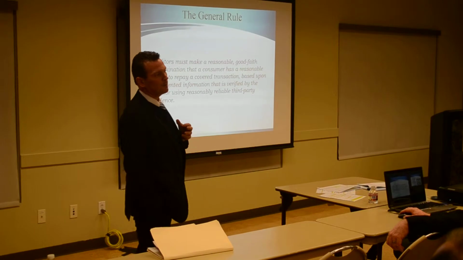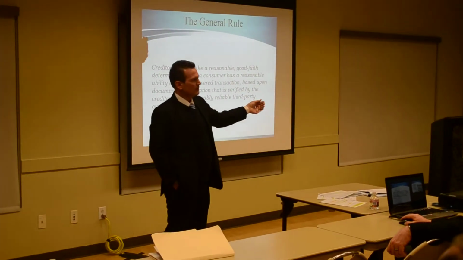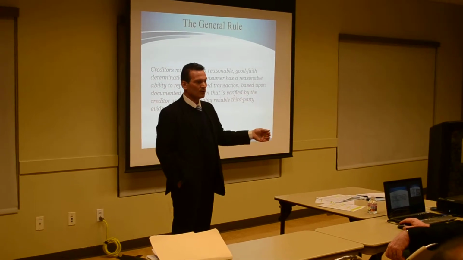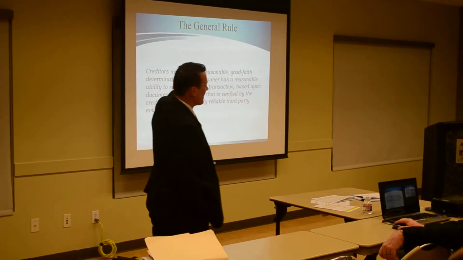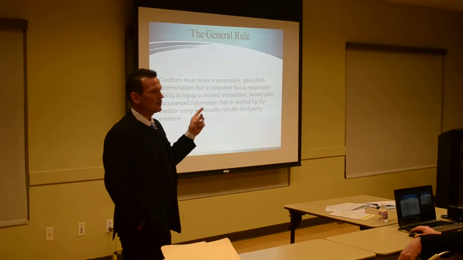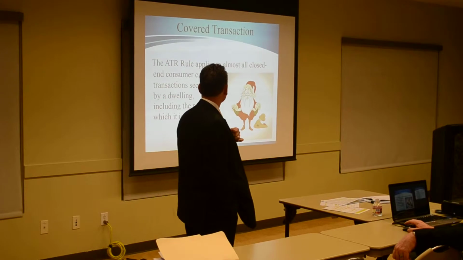The way the ability to repay rule works is when you walk into your mortgage company, whether it's a mortgage broker or a direct lender, doesn't matter who it is, they have to abide by this if it's a covered transaction. I think that's the next slide. So if it's a covered transaction, they have to do that.